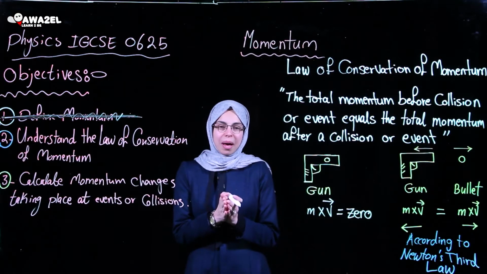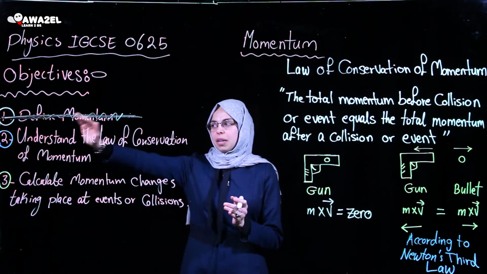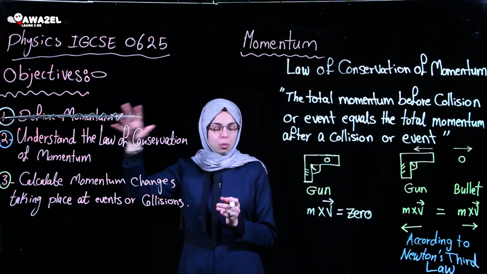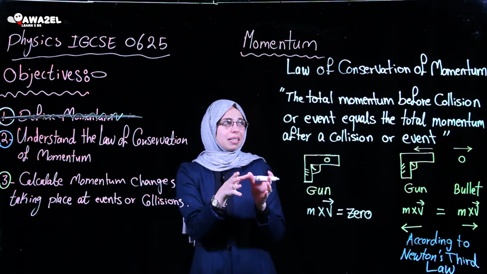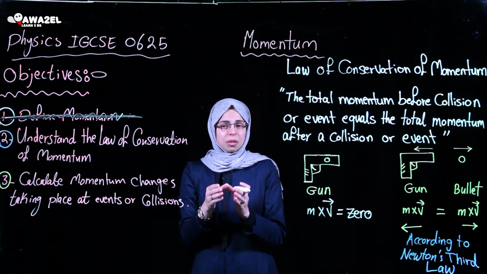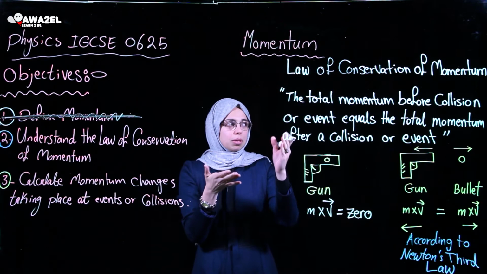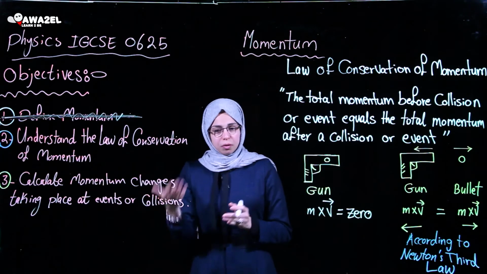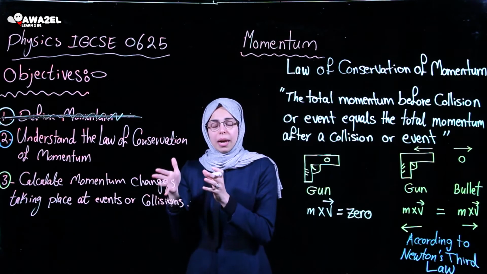Now, we will talk about the law of conservation of momentum. Because we're done now with the step of defining momentum, we understood the variables that momentum depends on. So you might ask me, what is the law of conservation of momentum? I will tell you it is that the total momentum before a collision or an event equals the total momentum after a collision or an event.